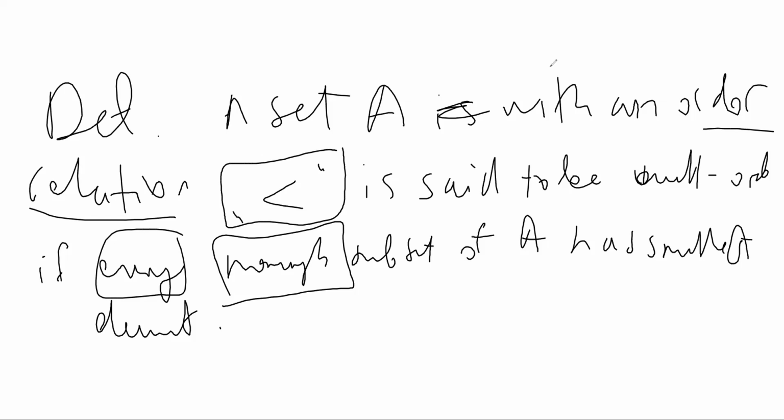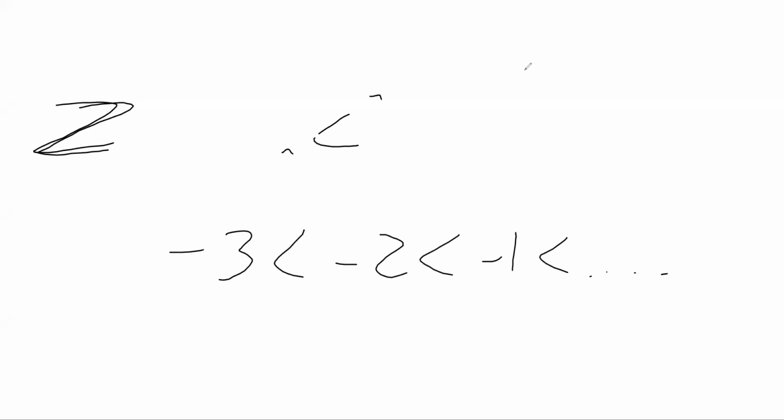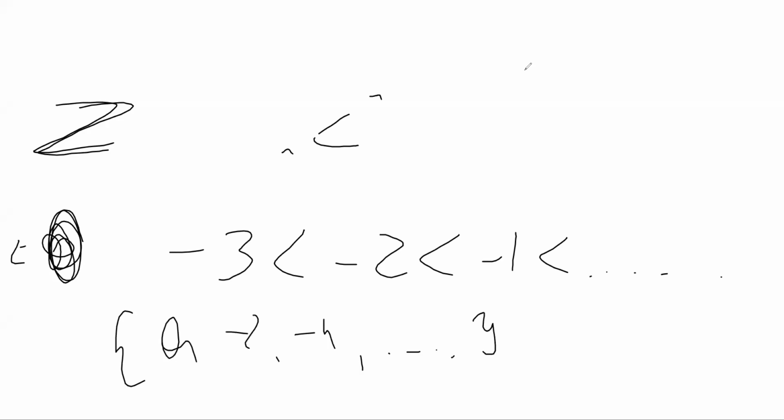Why? Because, say, for example, is Z a well-ordered set? It really depends. If you're ordering Z by the usual order relation, so when you're saying that -3 is less than -2, -1, and so on, it's not a well-ordered set. Why? Because you can always have something less and less. I can take a subset of it like 0, -2, -4, and so on, and it would never have a smallest element. So I found at least one subset of Z which doesn't have a smallest element.